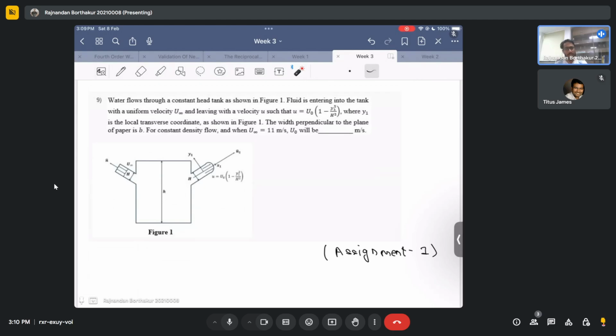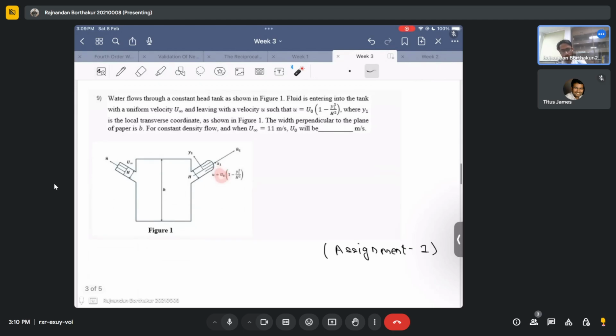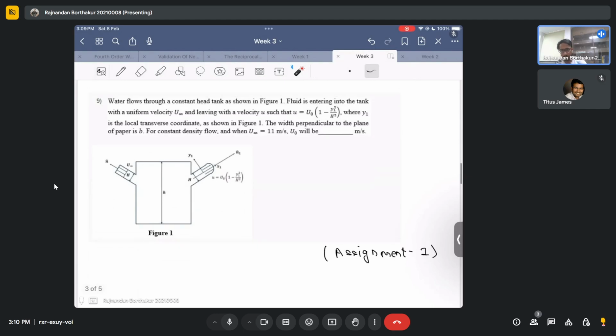This is a problem in assignment 1, where you are asked basically to calculate this velocity u naught. Now we'll look into this problem. I hope you can see the problem on my screen. I hope this is visible.